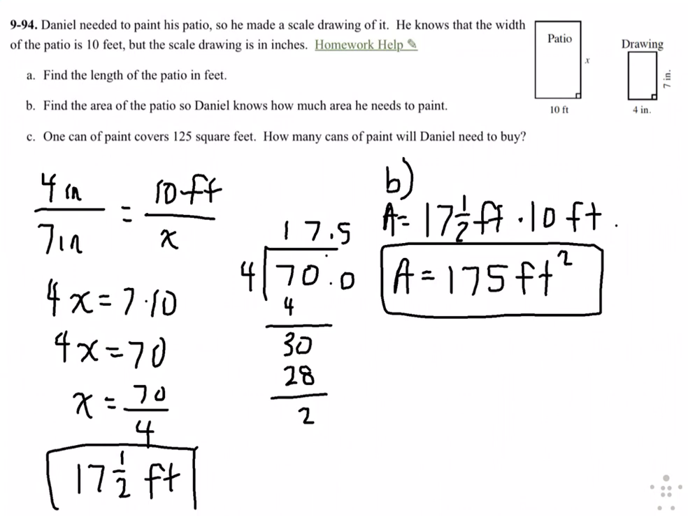And for C, they say 1 can of paint covers 125 square feet. How many cans of paint will Daniel need to buy? Well, clearly 1 isn't enough, and 2 would give him 250, so he's going to have to buy 2 cans of paint. You can't buy partial cans, so he has to buy 2 cans, and he will have some leftover paint.